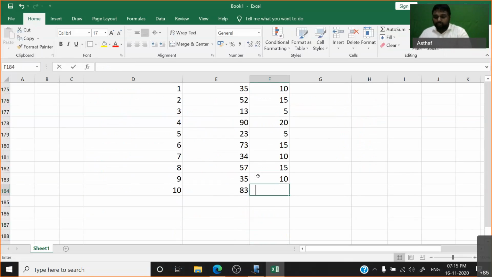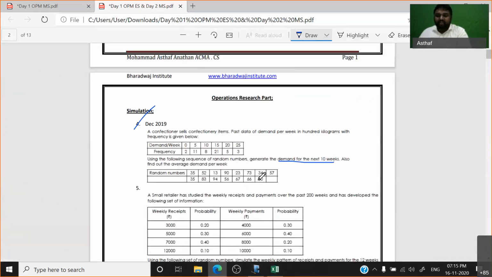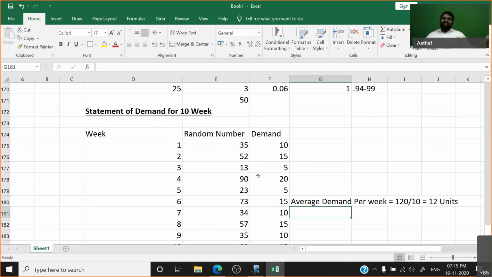See, if you take the total, you will get a total of 120. They were asking what? Average demand per week. Average demand per week equals 120 divided by 10, which will be 12 units. Finished.